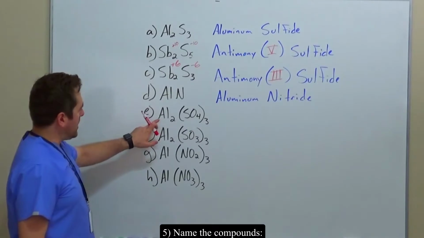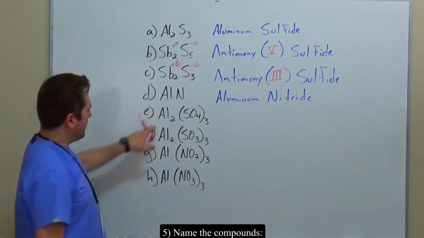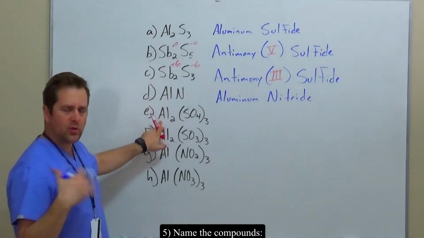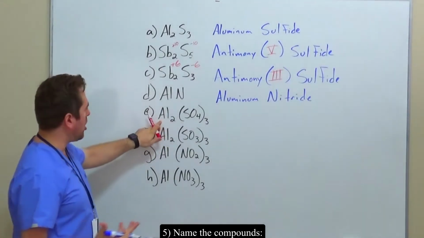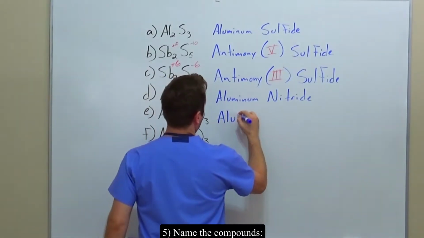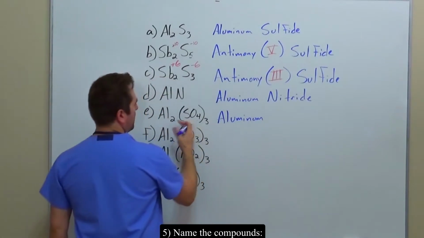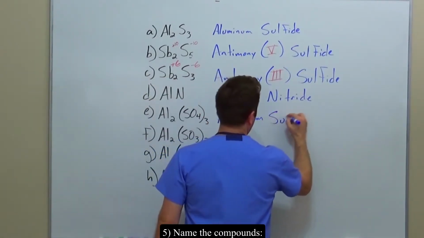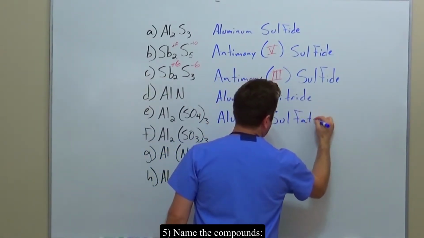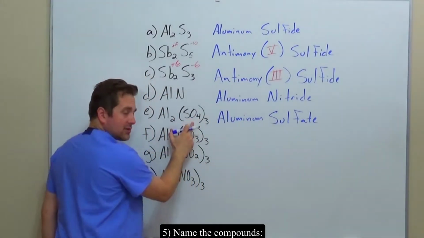All right, what about letter E? Again, we have aluminum, but notice we have a polyatomic ion. Now, aluminum is not a transition metal, so we don't have to notate the charge. We can just say that this compound is aluminum, and then now name the polyatomic ion. It's just sulfate, with the -ate suffix, because why? This sulfur is bonded to 4 oxygens.